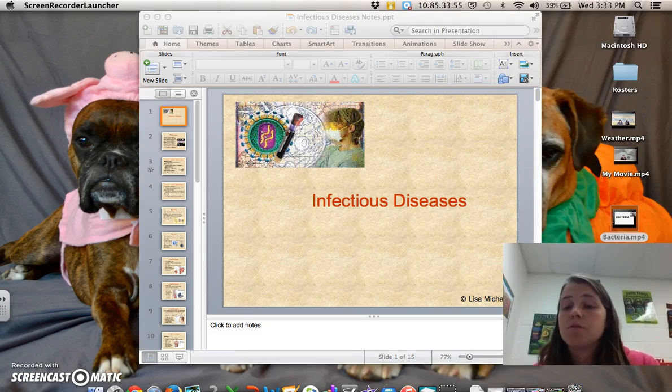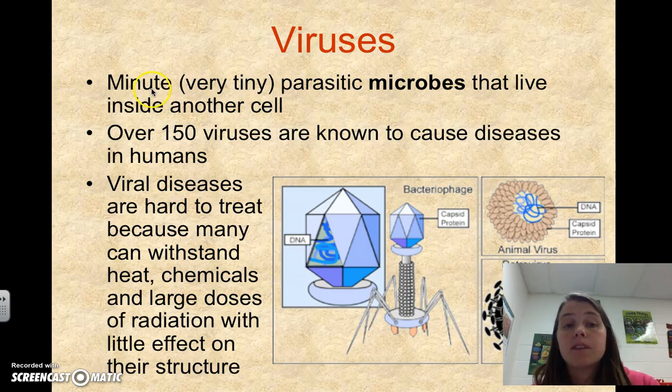Viruses. So this is your most recent video that you watched. They are minute, or very, very tiny, and they're parasitic, meaning they live off of other organisms. They can't really do anything on their own. They have to infect something else.